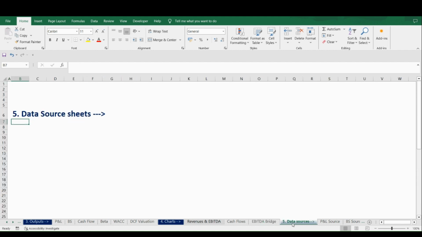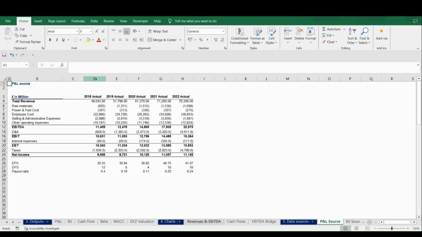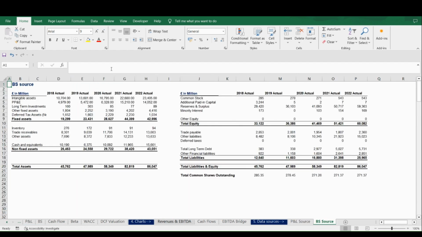So after this, the last section is the source sheet, in which we take the P&L data for the previous 5 years, and we take the balance sheet data for the previous 5 years. So this information can be sourced from the company filings if your company is public, or you can source the data from any other filings that the company has done. This type of information is readily available for publicly listed companies.